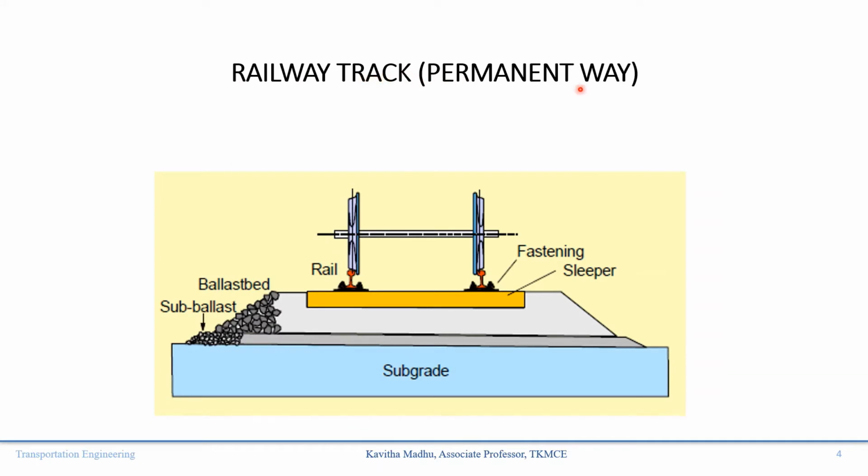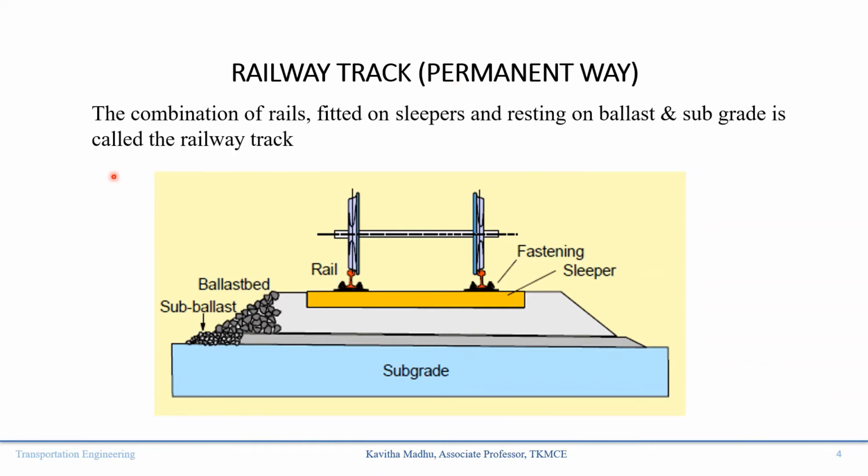Railway track or permanent way. So you might wonder why it is known as permanent way, because there are temporary tracks laid at the time of construction for carrying earth and other building materials to the construction site, and subsequently it will be removed. So in order to distinguish the final track, it is known by the name permanent way. Therefore, a railway track is a combination of rails that are fitted on sleepers and resting on ballast and subgrade. Each component of the railway track has a specific function to perform.